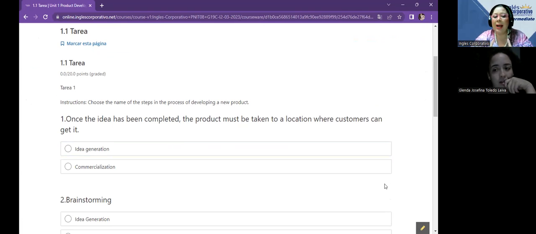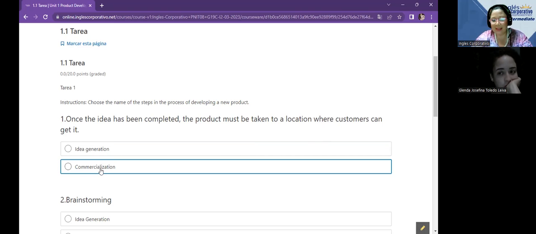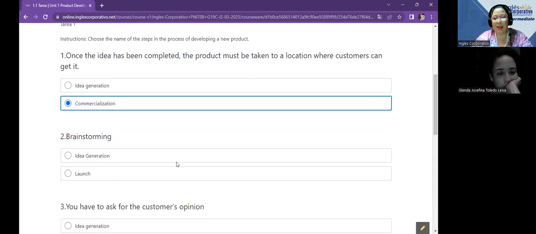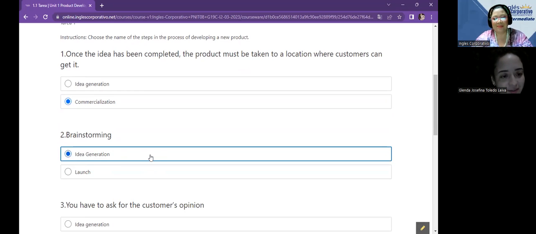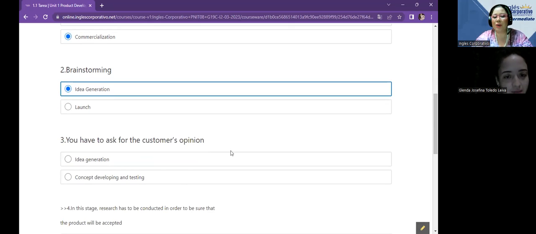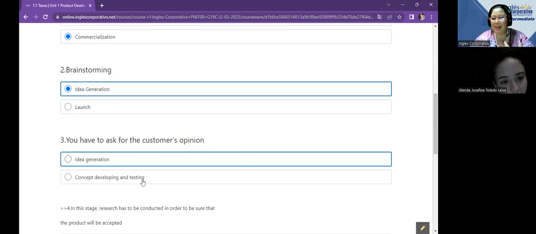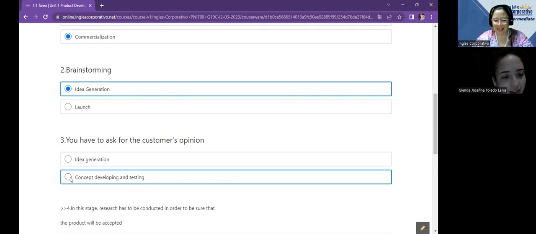Okay, vamos a ver. Once, una vez, the idea has been completed, que la idea ha sido completada, the product must be taken to a location where customers can get it. Okay, so yes, correct. There you go. Brainstorming. The idea generation. Good. You have to ask for the customer's opinion. Concept development testing. Yes, correct.